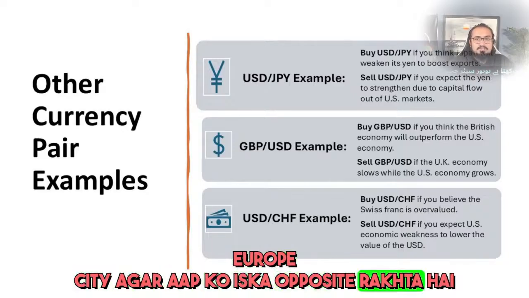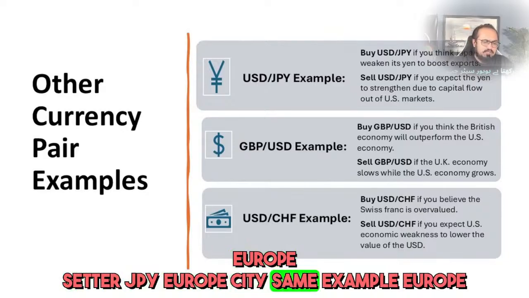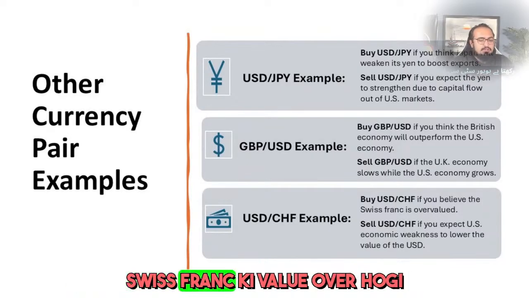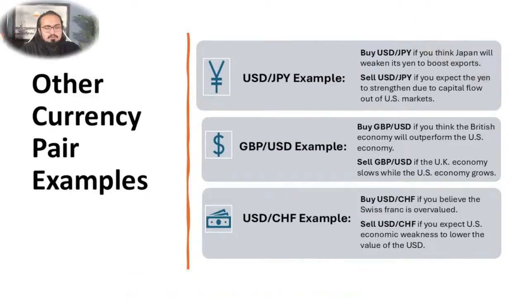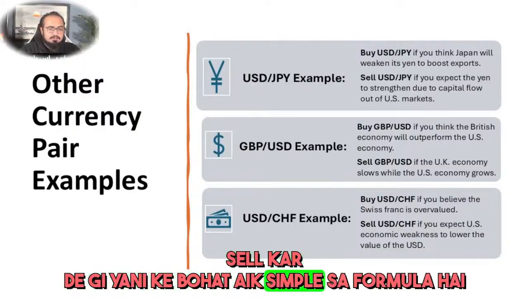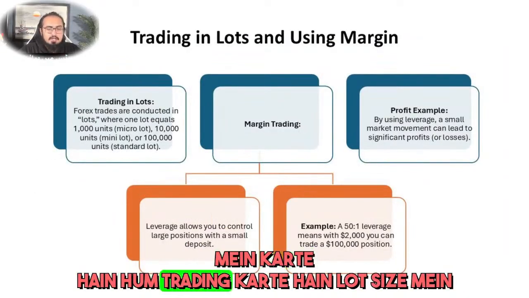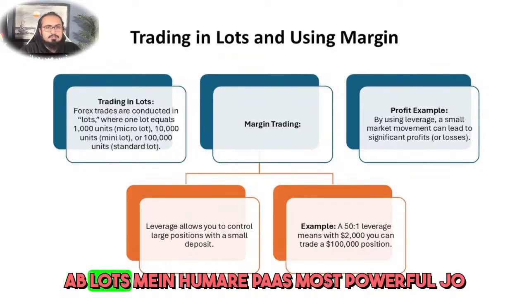Now, in the various examples, USD JPY. If Japan's exports have become weak, Japan will weaken its currency to strengthen its exports. So understand one thing, the export countries that will sell outside, what will their focus be? Their focus will be that our currency remains weak. If the currency remains weak, the demand for goods will be good. Similarly, if you think Japan will weaken its currency, you will buy that. If you think the situation in the US is bad, people are withdrawing money from the US market, stock or bond market, you will sell USD JPY.